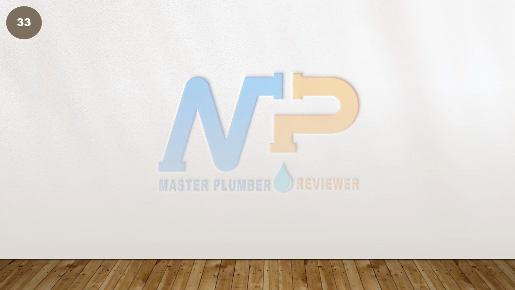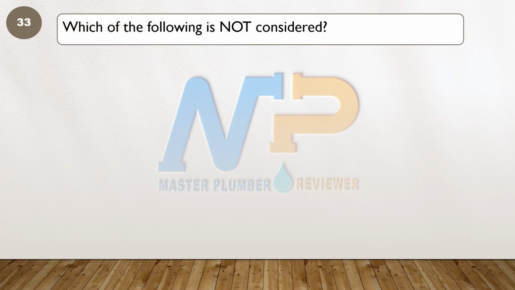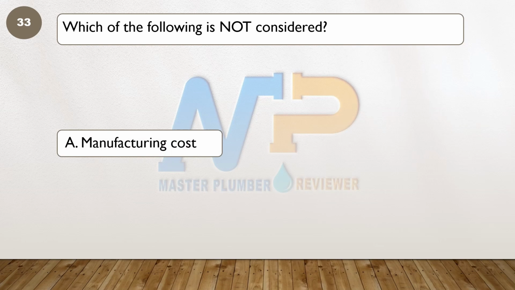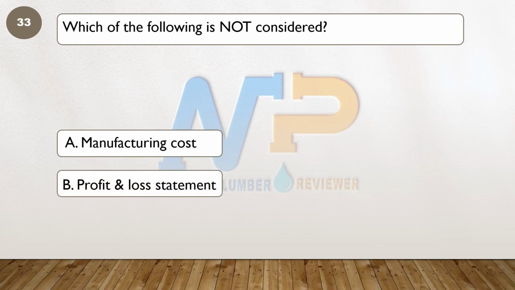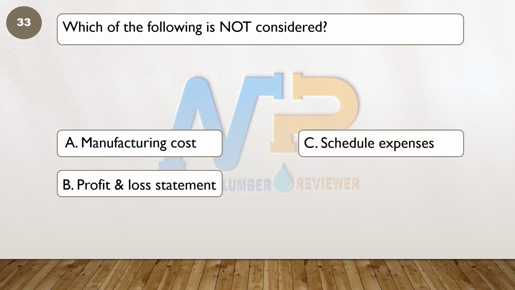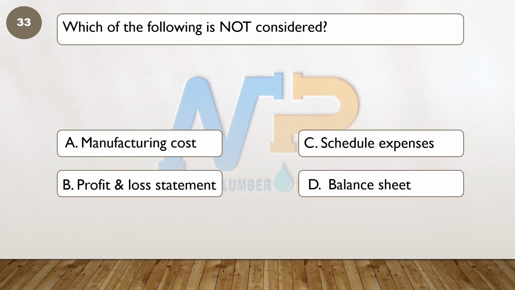Number 33. Which of the following is not considered? A. Manufacturing cost. B. Profit and loss statement. C. Schedule expenses. D. Balance sheet? The answer. It's C. Schedule expenses.